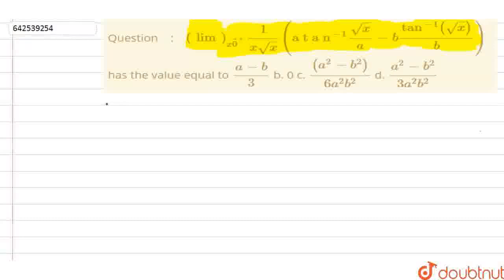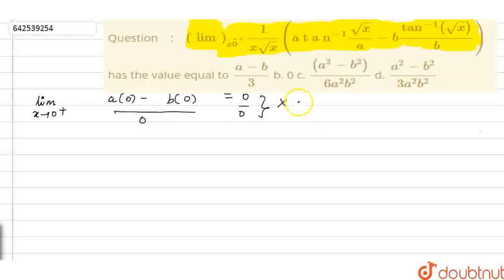So if we put the value of x equals to 0 in this equation, then we get limit x tending to 0 plus this becomes a into tan inverse 0 is 0 minus b into tan inverse 0 is 0 divided by, if we put x root x equals to 0, so this becomes 0. So we finally obtain 0 by 0. Now this is not defined format. So to calculate the value of this equation, we have to use L'Hopital, because 0 by 0 can only be evaluated with help of L'Hopital.